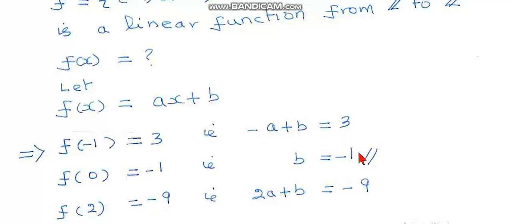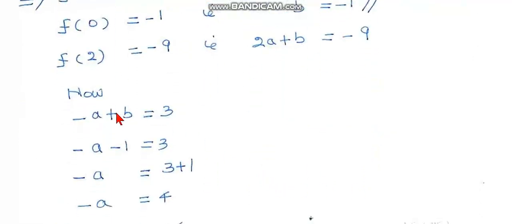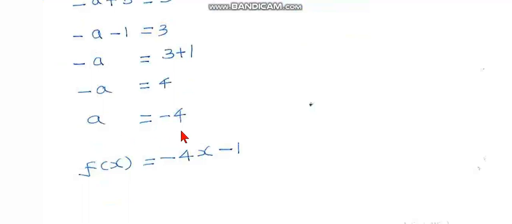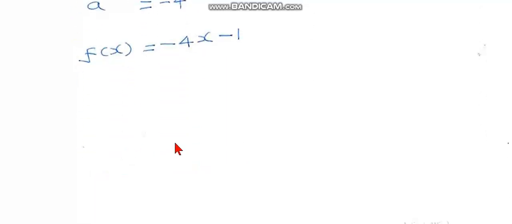It's better, b equal to -1 is already known, so you can take this with this equation or with this equation. So -a plus b equal to 3, and b value -1 gives -a minus 1 equal to 3. So -a equal to 3 plus 1, that is -a equal to 4, a equal to -4. So we have got the values of a and b. So f of x equal to ax plus b, that is -4x minus 1. That is the linear function f of x. We have determined the values of a and b, so the linear function gets determined.